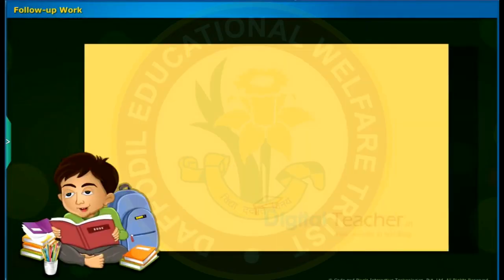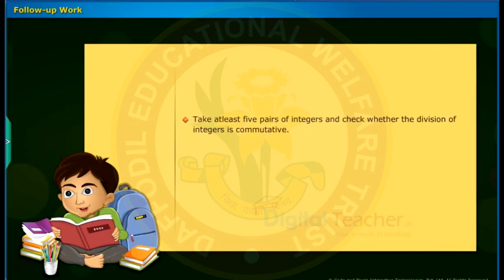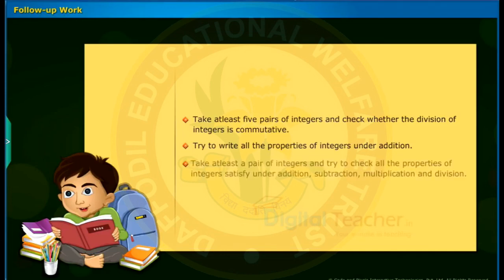Follow-up work. Take at least 5 pairs of integers and check whether the division of integers is commutative. Try to write all the properties of integers under addition. Take at least a pair of integers and try to check all the properties of integers satisfied under addition, subtraction, multiplication and division.